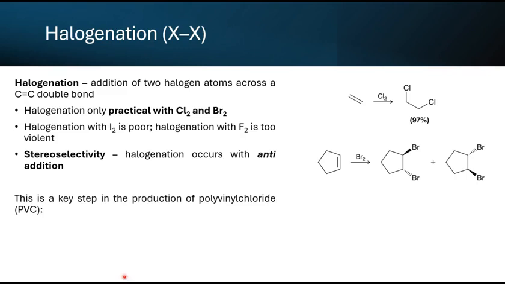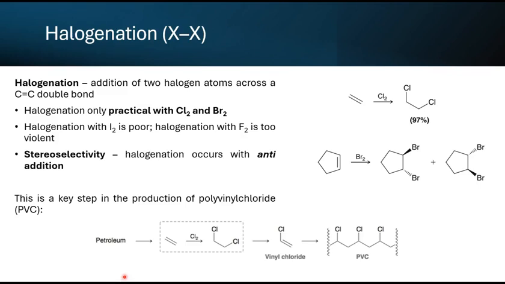This is also a key step in the production of polyvinyl chloride, or PVC. If we have petroleum, we noted earlier that via cracking we can get ethene. An addition of chlorine will allow us to form eventually polyvinyl chloride, but the vinyl chloride species undergoes polymerization in order to get there.